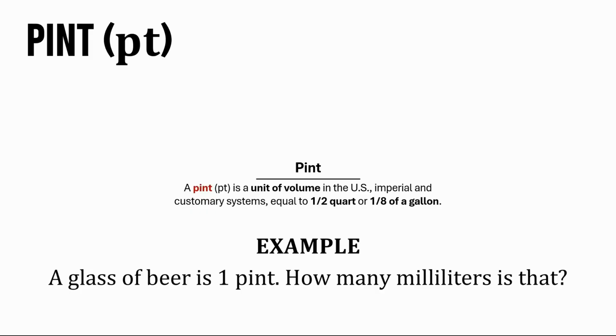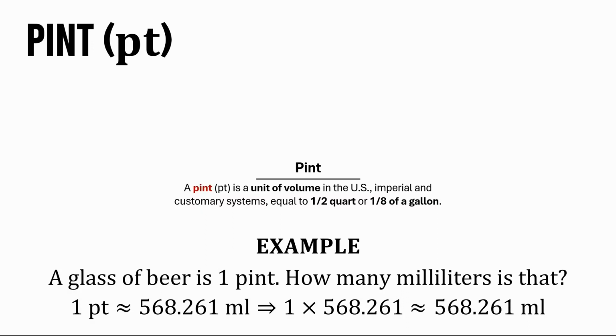Example: a glass of beer is 1 pint. How many milliliters is that? 1 pint is approximately 568.26 milliliters. So 1 times 568.26 is approximately 568.26 milliliters.